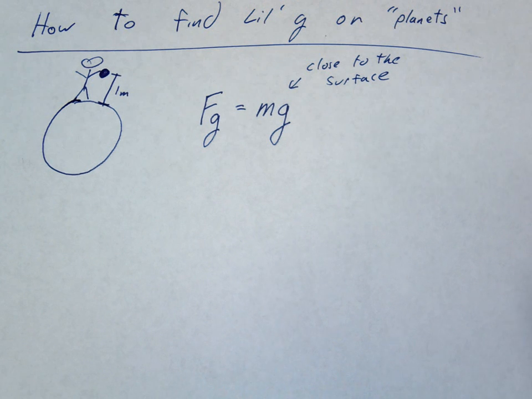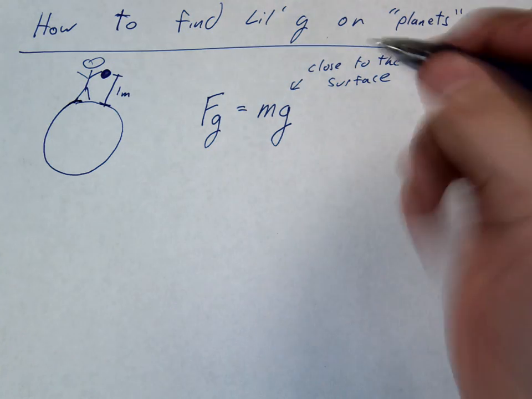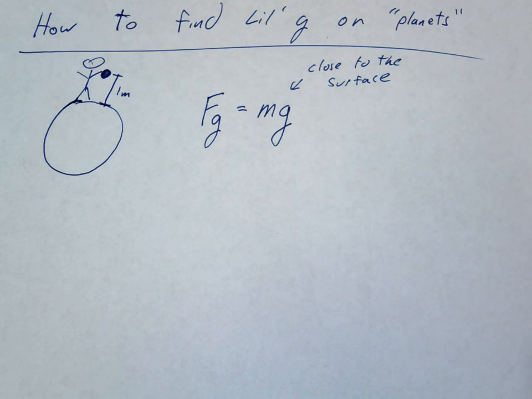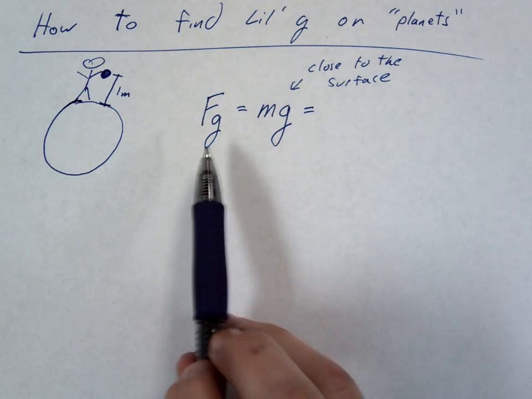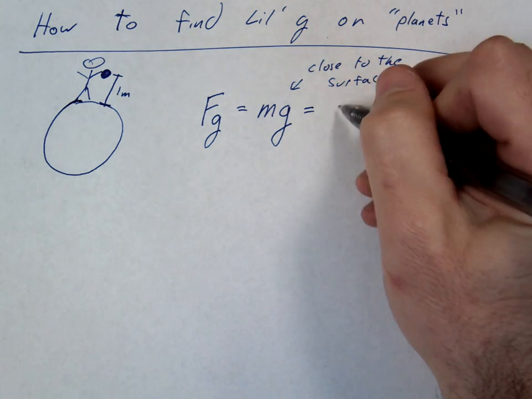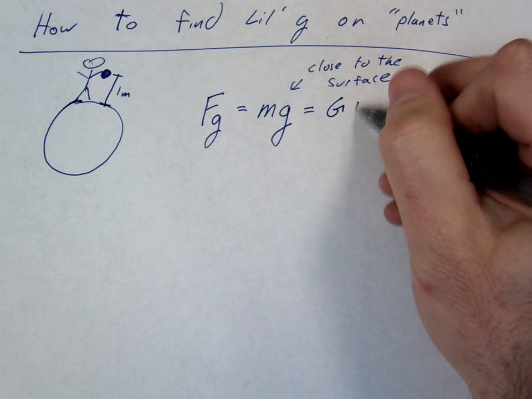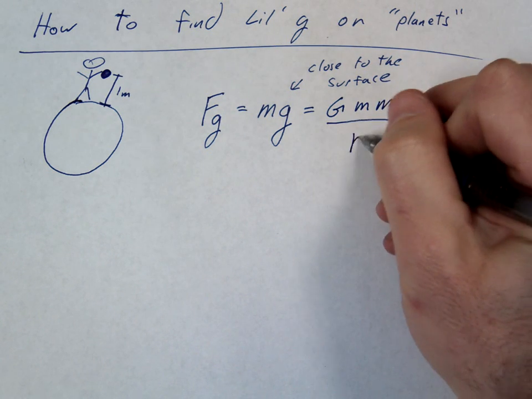Yeah? Does that mean at sea level, does the altitude also matter? Altitude matters, yeah. Now, as we'll see, it doesn't matter that much, but it is a factor. So if I want the true equation for Fg, I'm going to use Newton's equation. So this would be big G m over r squared.